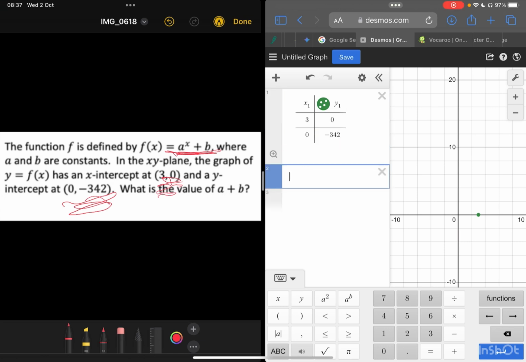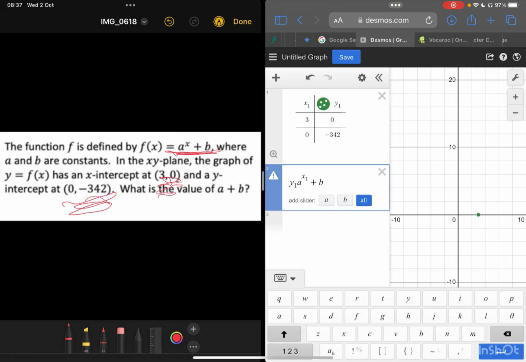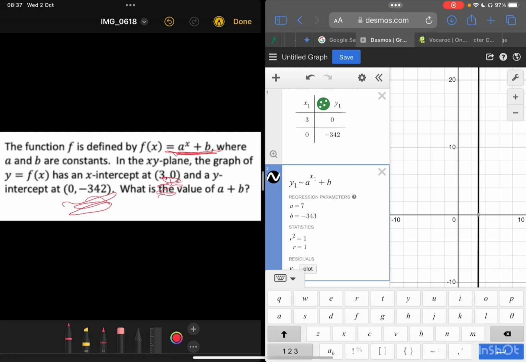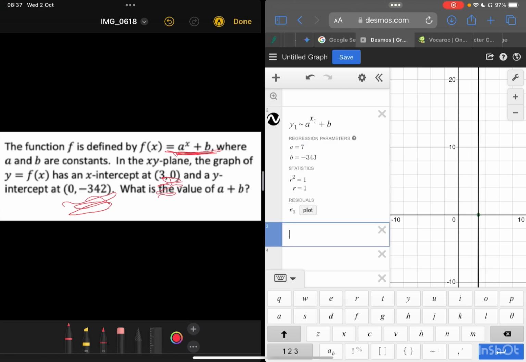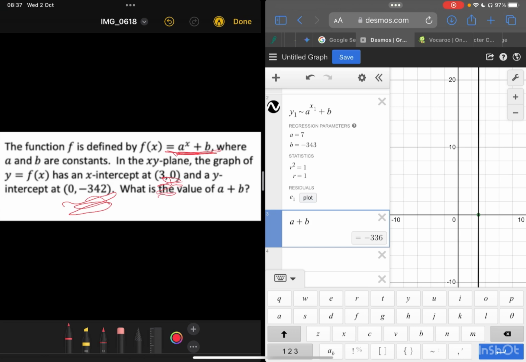Now we're going to plug in the equation y1 equals a to the x1 plus b. So we have to change this equal sign into this specific sign, then enter. a plus b equals negative 336. The answer is a plus b equals negative 336. So this is the answer for the question.